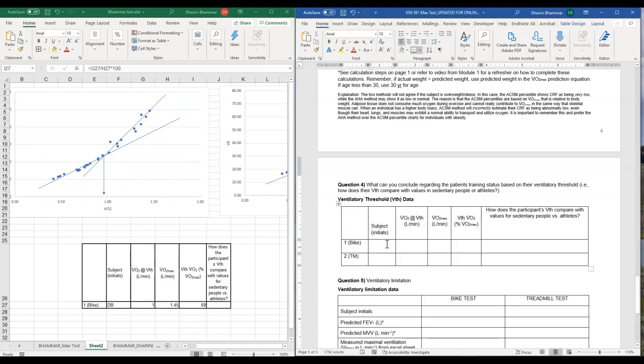So the initials, again, the same. This will be 1.45, 69%. And then how do they compare for sedentary people versus athletes? Sedentary people are like on the lower end and athletes on the higher end. So you'd have to listen to the lecture and figure out where 69% would fall, and then write it, or whether this person seems more like they are trained or they are untrained.